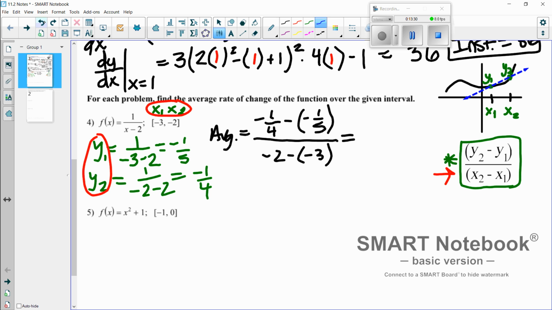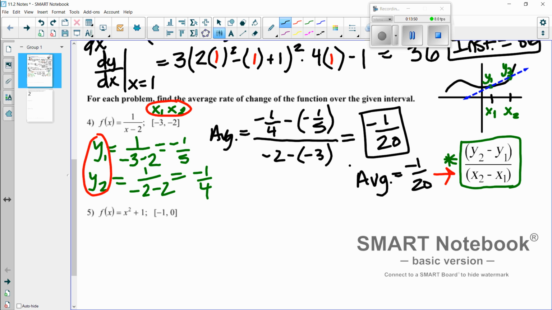And again, you can always just type this straight into your calculator. But what you should get here is, keep it in fraction form, and it's going to be -1 over 20. Okay, so that's your average rate of change. And again, we could denote it as average, and then equals -1 over 20. So that's your answer there.